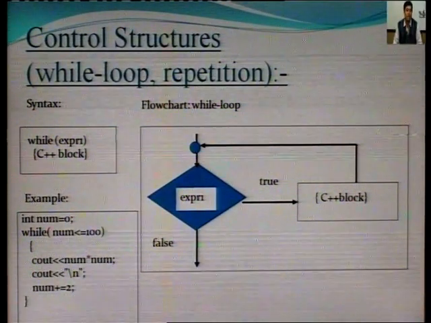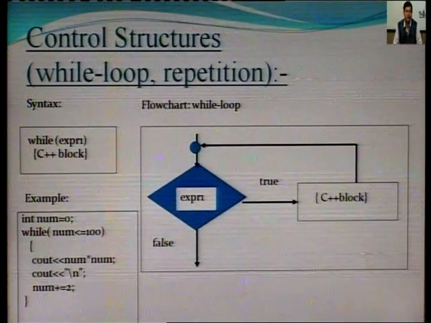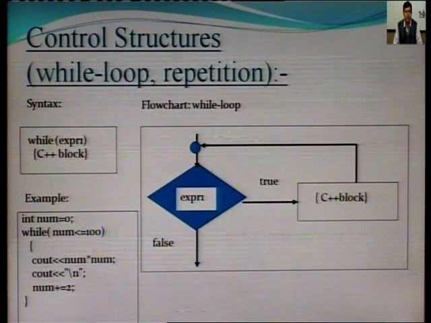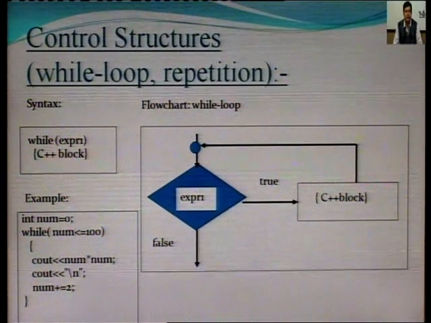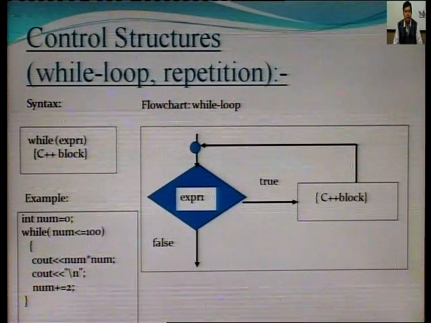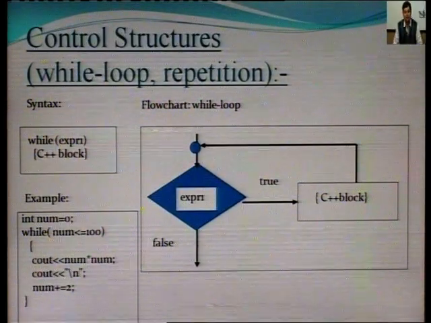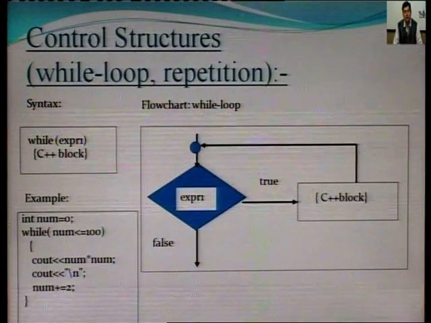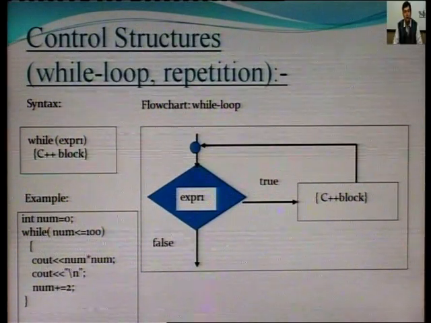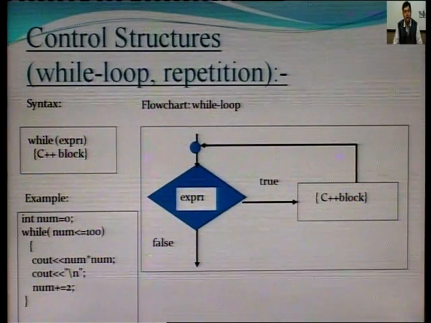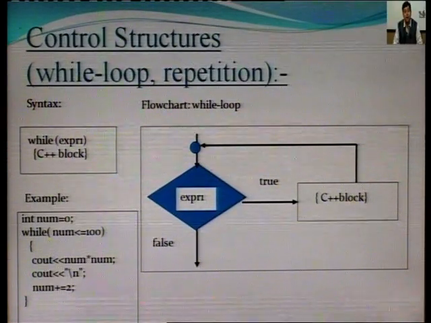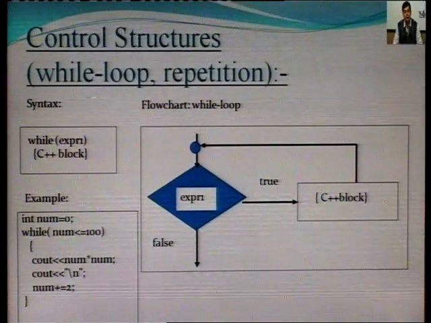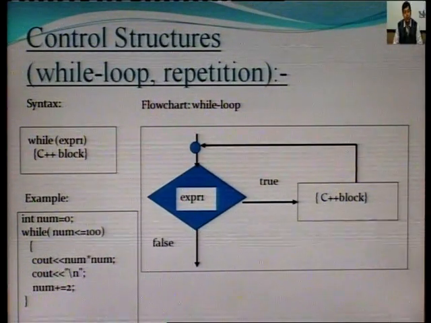For example, we have declared a variable num equal to 0, and then we are using a while loop whereby num value is less than or equal to 100. So what are we printing? We are printing num multiplied by num, 0 into 0. The first time 0 will be printed, and next time num value we are incrementing by 2, so num value will be 2 now, and 2 is less than 100. Yes, again the while expression is true.